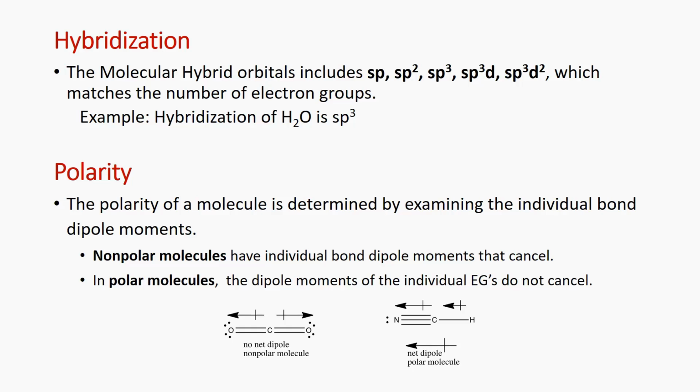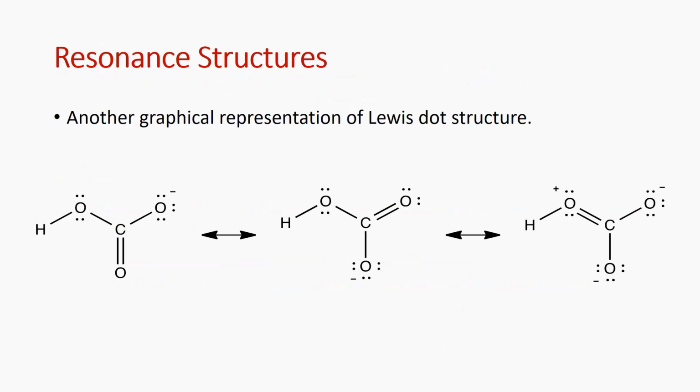On the other side, we have HCN. HCN has a net dipole. Therefore, it is a polar molecule. Resonance structures can also represent Lewis dot structures. They show the delocalization of electrons. The double-headed arrow between the structures shows that the actual structure of the molecule is somewhere between the resonance structures.